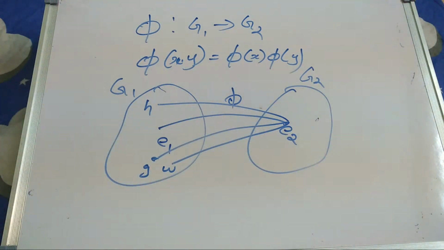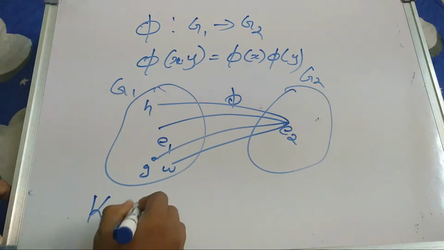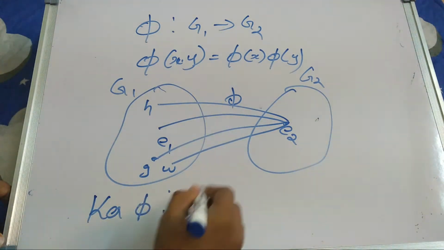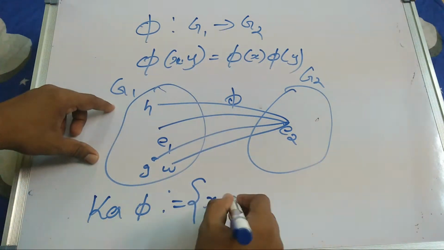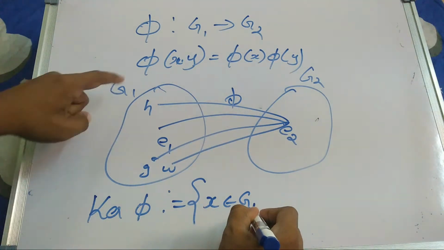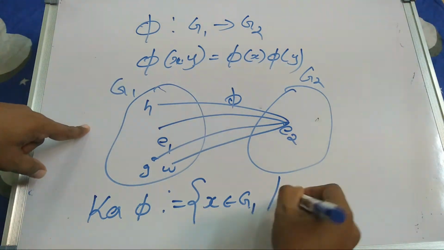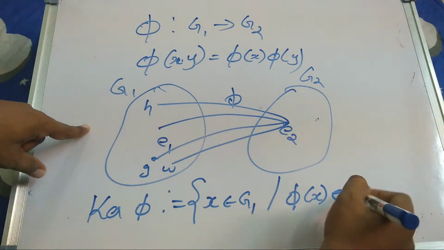Now what we are trying to do is we are collecting all such elements and putting them inside a set which we call the kernel of this homomorphism. So we call this set the kernel of the homomorphism. So we define kernel phi to be: collect all elements in the domain whose image is the identity.